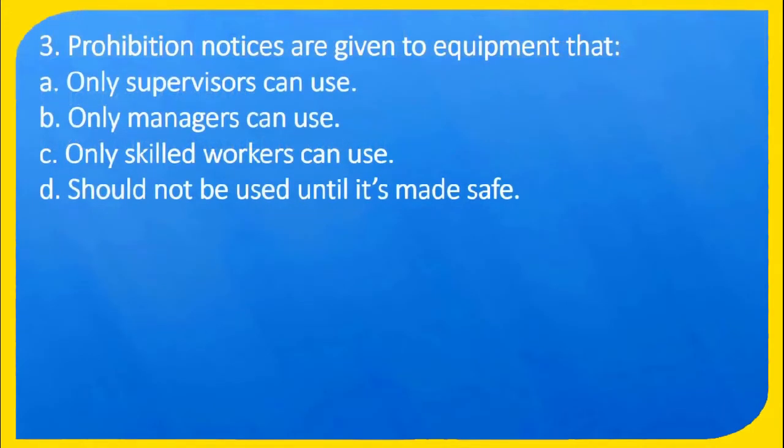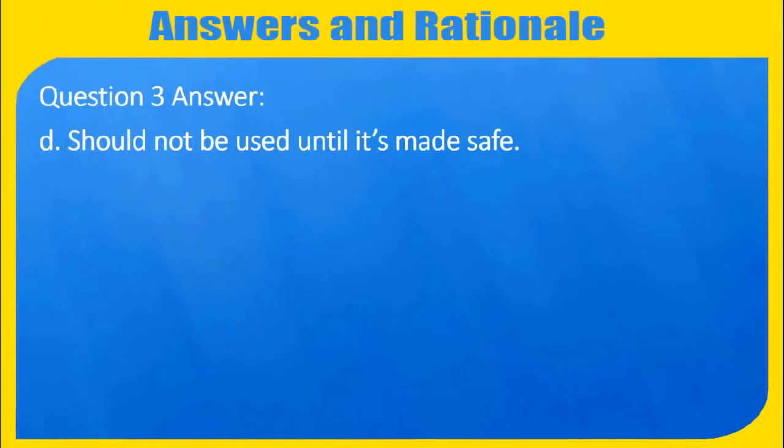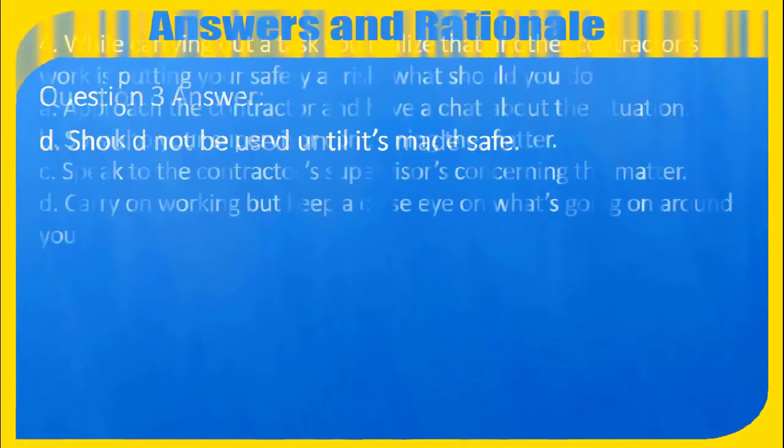Question 3. Prohibition notices are given to equipment that A. Only supervisors can use. B. Only managers can use. C. Only skilled workers can use. D. Should not be used until it's made safe. Question 3. Answer D. Should not be used until it's made safe.